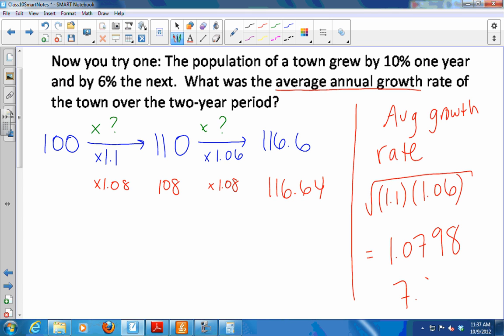Right, so 7.98% is my average annual growth rate. Which is really close to 8%. So in this case, the arithmetic mean and the geometric mean were really close. They're not always.